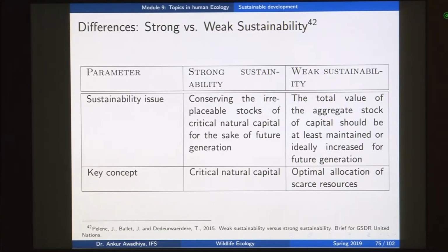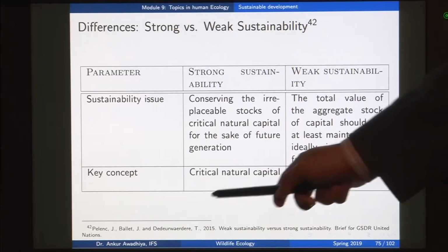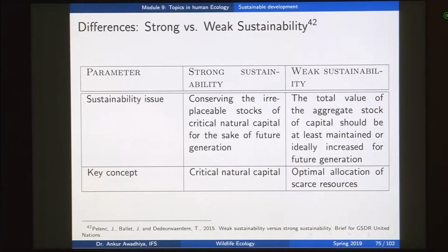The key concept in the case of strong sustainability is the critical natural capital. It is extremely critical, it is not replaceable, it has to be conserved. In the case of weak sustainability, it only talks about an optimum allocation of the scarce resources. So, as long as you are doing an optimal allocation, it is good enough.